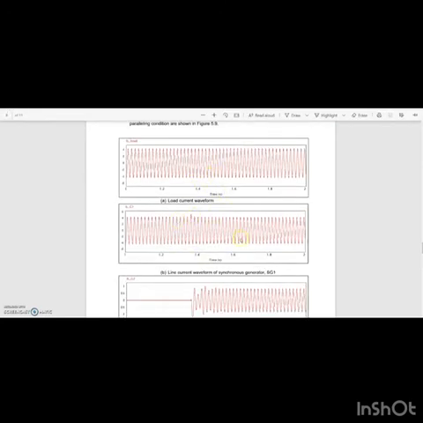For question 3, the question is to show and analyze the line current waveform of both synchronous generators and load before and after the paralleling condition for the time 1 to 2 seconds. This is the simulation waveform that we get. From the waveform, we can see that the waveforms between them are slightly different.